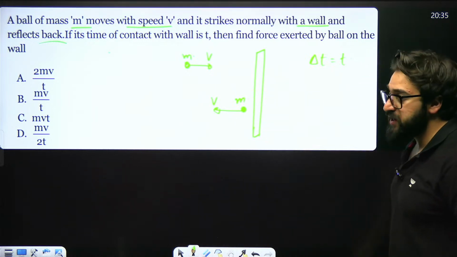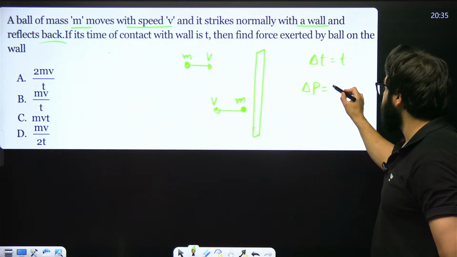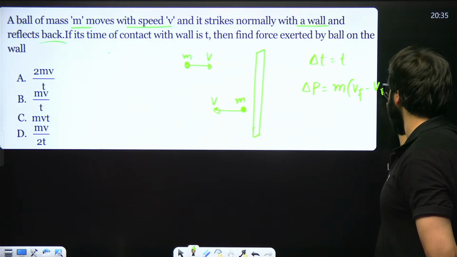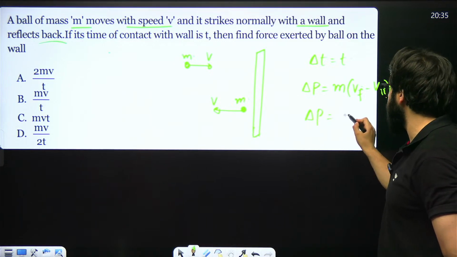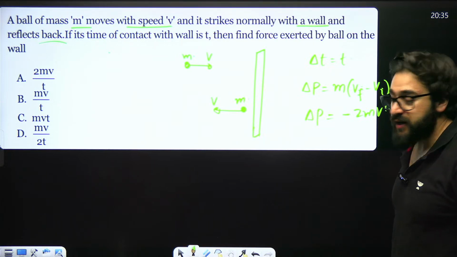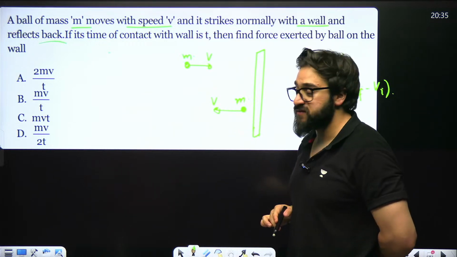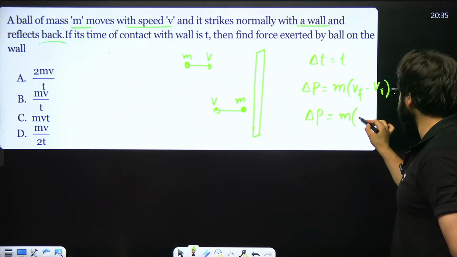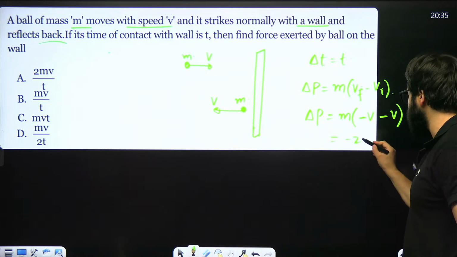Guys, in this particular case, could you please tell me what is the value of delta p? Change in momentum is mass into v final minus v initial. In this case delta p will be minus 2mv. Why, sir? Guys, initial velocity is plus v, final velocity is minus v. So m into final velocity, minus v, minus initial velocity v, so it will be minus 2mv.